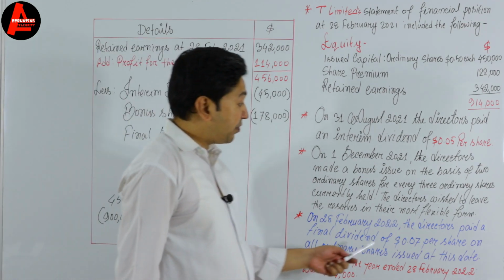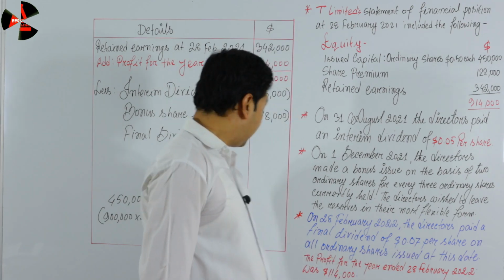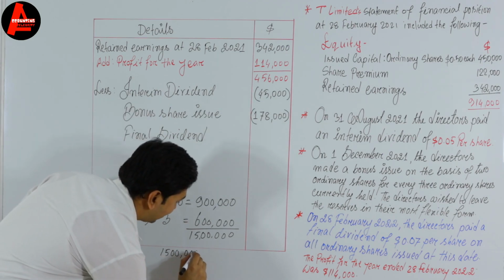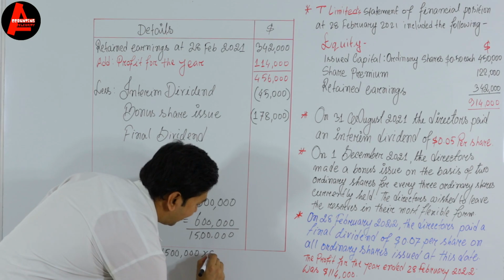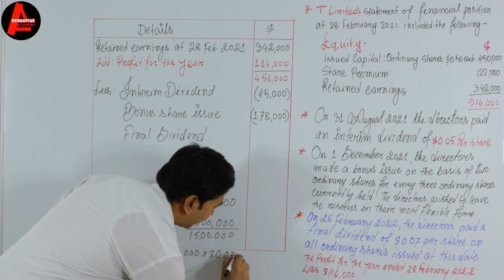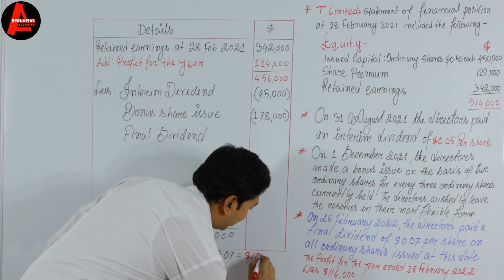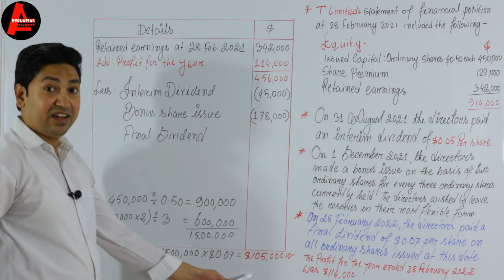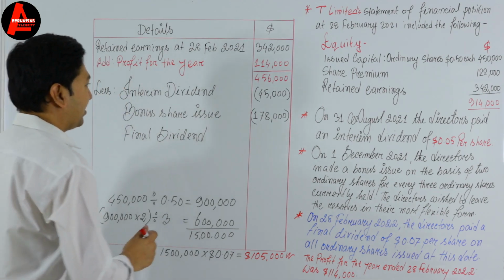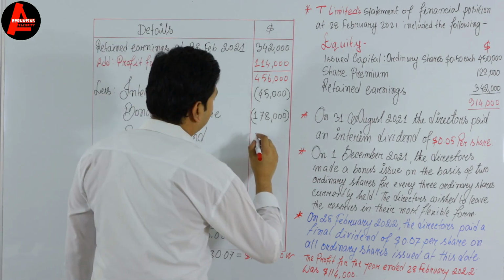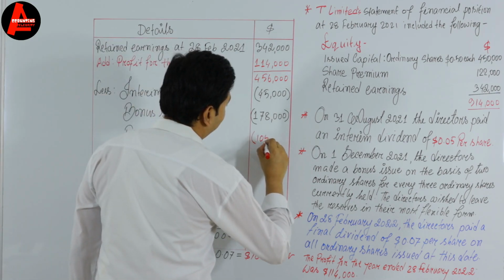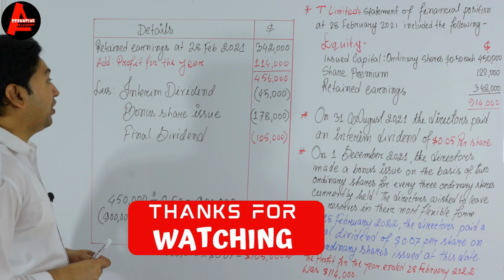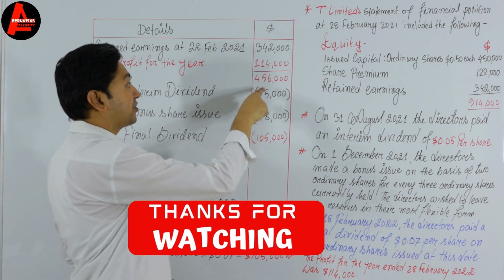Now we need to calculate the final dividend on this amount. The final dividend per share is $0.07. If we multiply 1,500,000 shares times $0.07, we get $105,000. This is the final dividend. Let us write here the final dividend we calculated, $105,000.